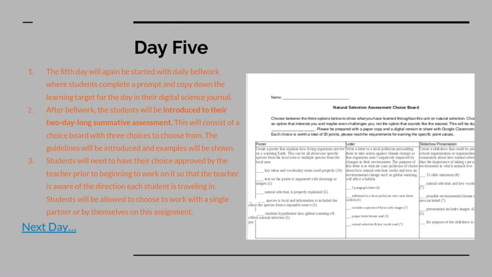So I have created a choice board where they can either design a poster that could be hung around the school to talk about the species in our local area and how natural selection works within that species. They could write a letter to a politician or a stakeholder talking about the importance of preserving the lands around us where these animals live and the effects of natural selection on that. And then they could also make a slideshow presentation that could be shown at any school organization or a community organization to talk about how natural selection is working within our local area.